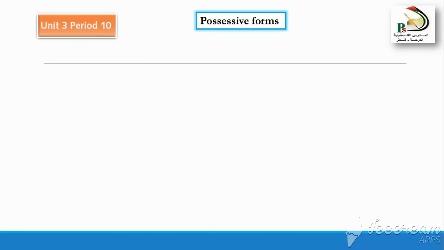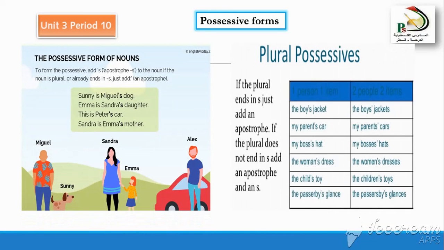Now possessive forms. Possessive forms, you have already taken them as well. It shows what a person has. For example, see, Alex's car, Miguel's pet. So these are all possessive forms. You can read them. Here we have a key point.